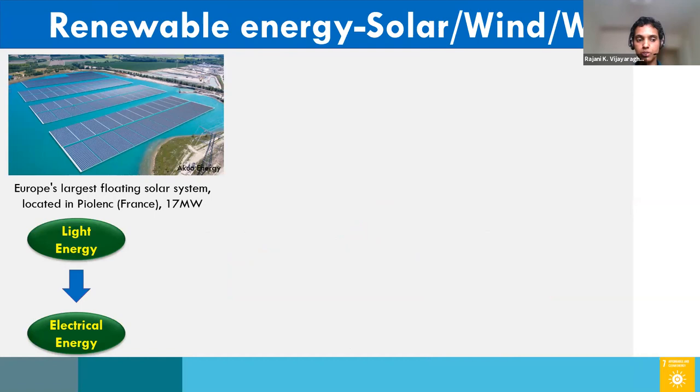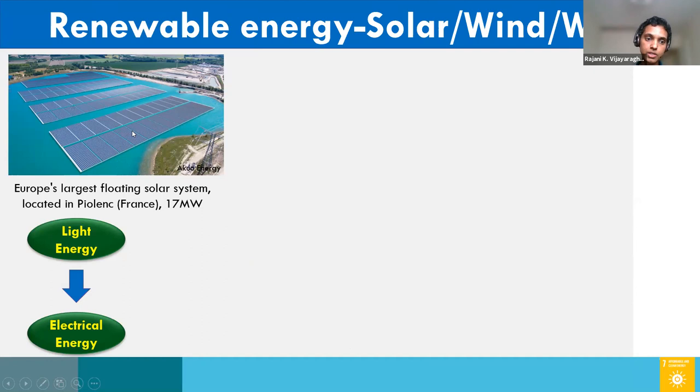And here you can see an example of a solar energy system. Using solar cells, we can convert the light energy from the sun to electrical energy. And this is an example of the largest floating solar energy system, located in France. That is Europe's largest one.